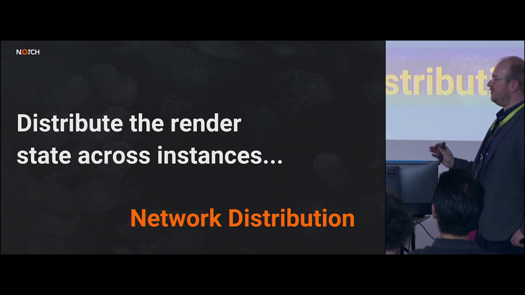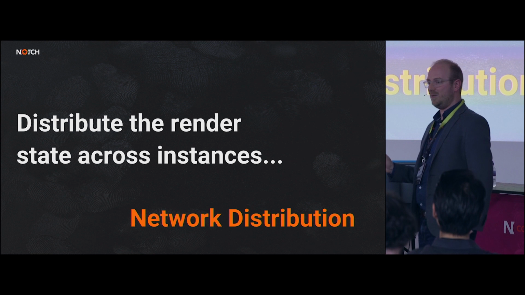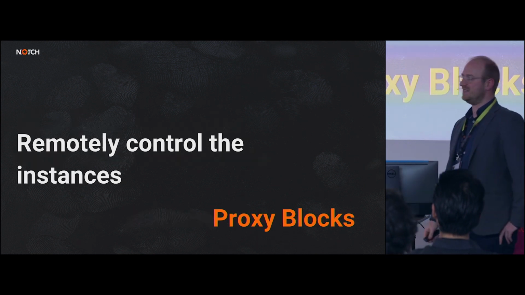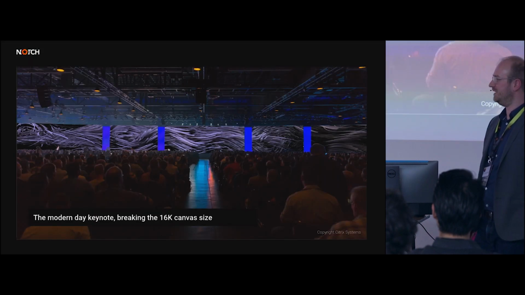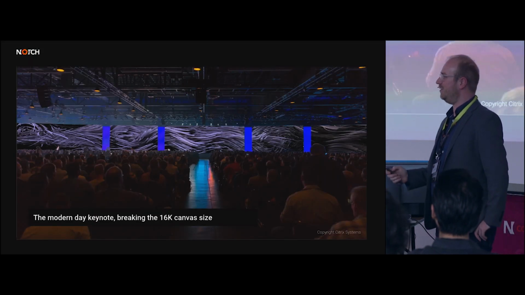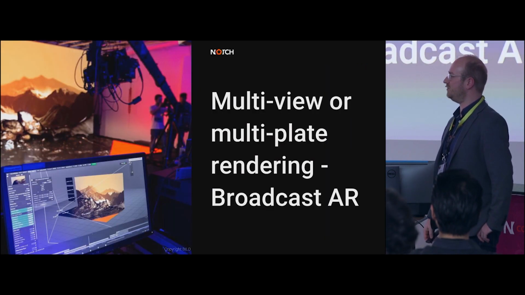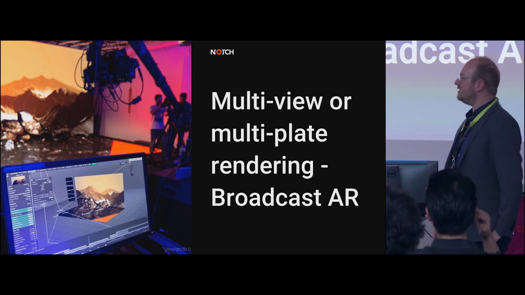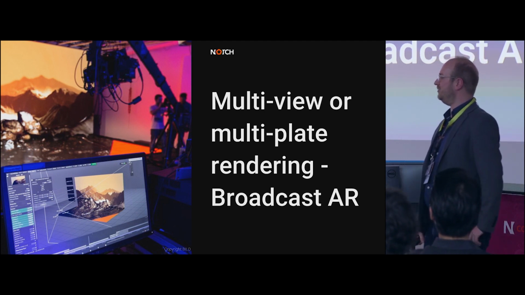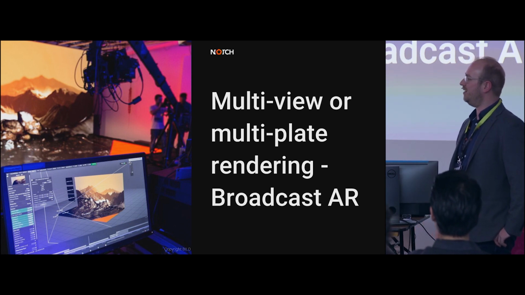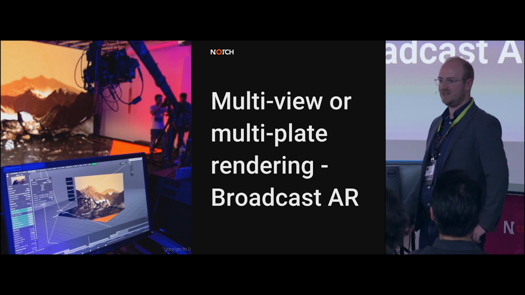Right, so just a quick recap. We're distributing the render states across instances using network distribution, like you saw with particles today. And we're remotely controlling those instances with proxy blocks. So can we do this with these 2 solutions? Yes, we can. Absolutely. We can distribute that particle state across the machines without any issue and run across the screens there. Can we distribute the state of the particles or the fields across multiple machines, each looking after a specific point of view from a tracked camera? Yes, we can solve that problem.